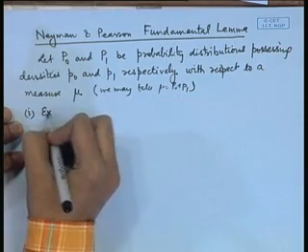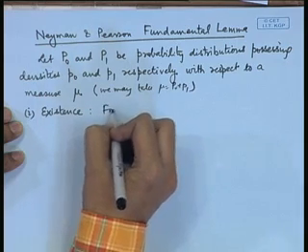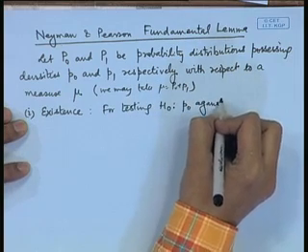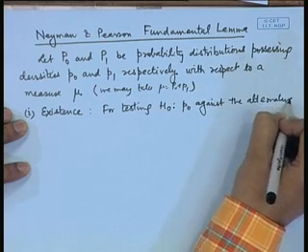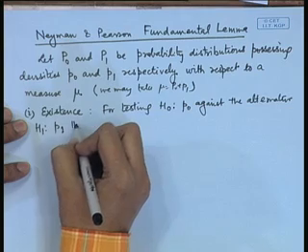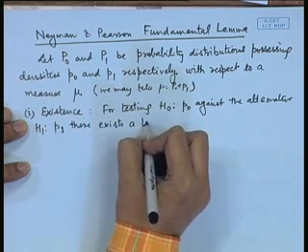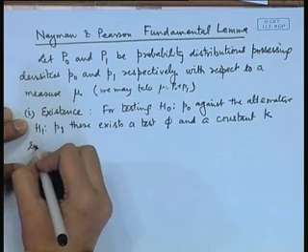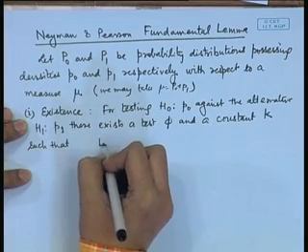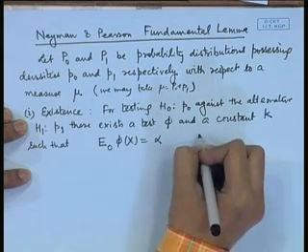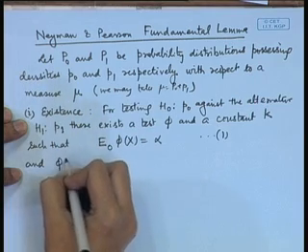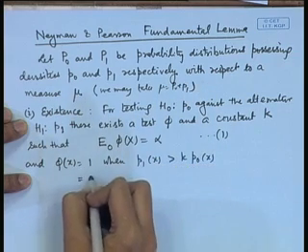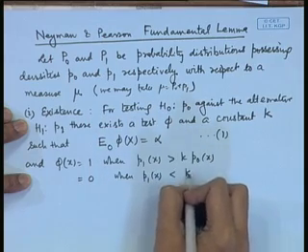So, the first part is existence. For testing H naught, that is P naught, against the alternative H 1, that is P 1, there exists a test phi and a constant k such that expectation of phi x is equal to alpha and phi x is equal to 1 when p 1 x is greater than k p naught x, it is equal to 0 when p 1 x is less than k p naught x.